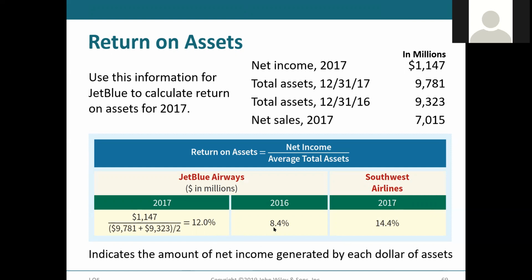The year before it was 8.4. Southwest does a little bit better. They get 14.4. And this tells us the amount of net income generated by every dollar of sales. What JetBlue is saying here is for every dollar they invest in an asset, they're getting back 12 cents. So that's a 12% return.